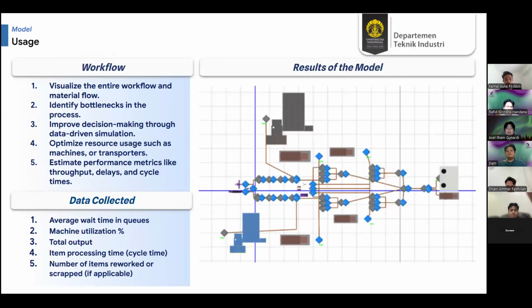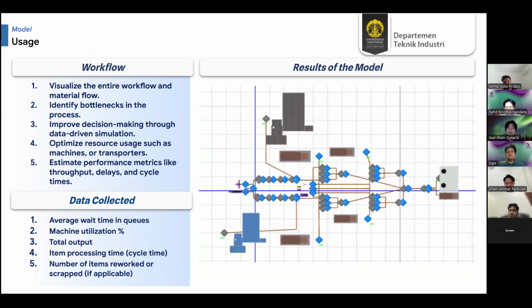For the model usage, we implement 5 workflows. The first one is to visualize the entire workflow and material flow. Then we identify bottlenecks in the process. Next, improve decision making through data-driven simulation. Then we optimize resource usage such as machines and transporters. And finally, estimate performance metrics like throughput, delays, and cycle times. We collect the data: average wait times in queues, machine utilization, total output, item processing time, cycle time, and number of items reworked or scrapped, if applicable. Next.